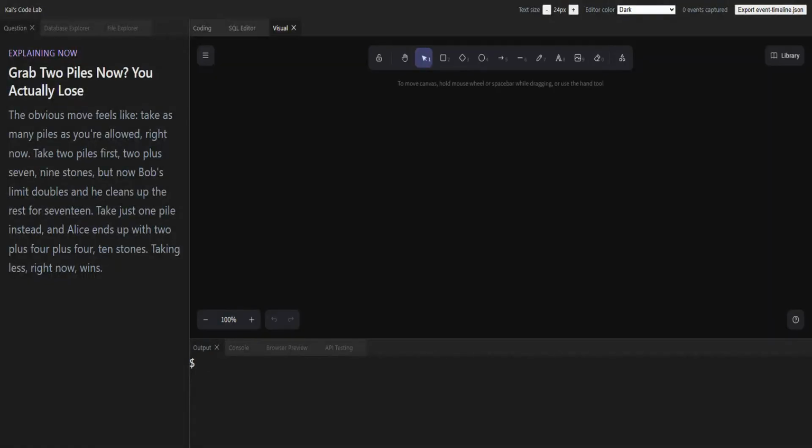The obvious move feels like take as many piles as you're allowed right now. Take 2 piles first, 2 plus 7, 9 stones, but now Bob's limit doubles and he cleans up the rest for 17. Take just 1 pile instead and Alice ends up with 2 plus 4 plus 4, 10 stones. Taking less right now wins.